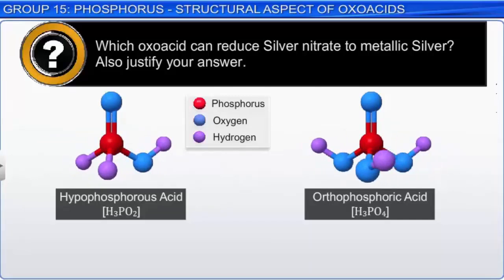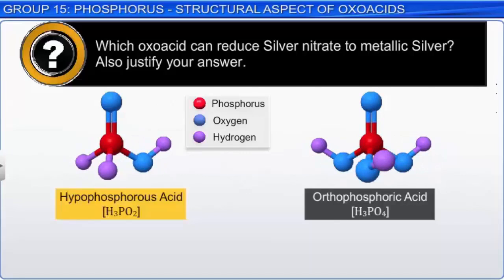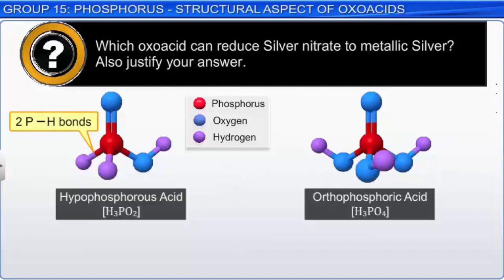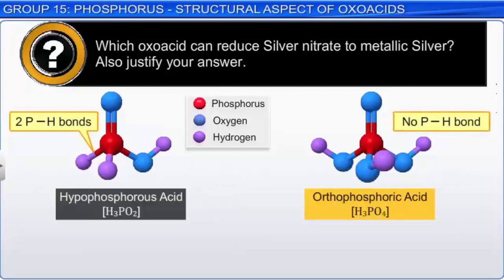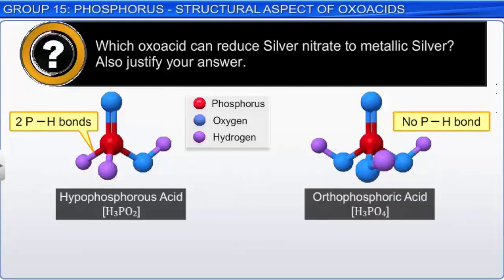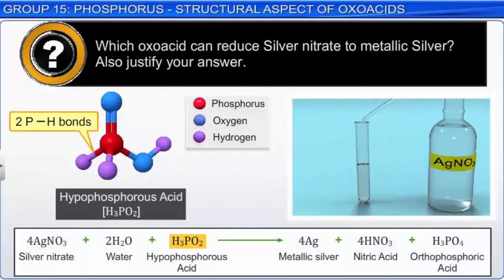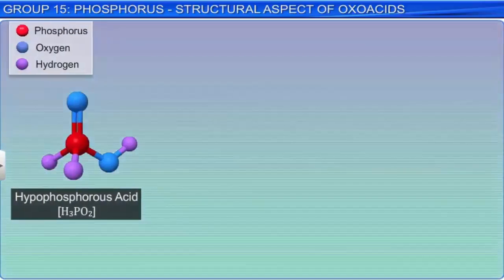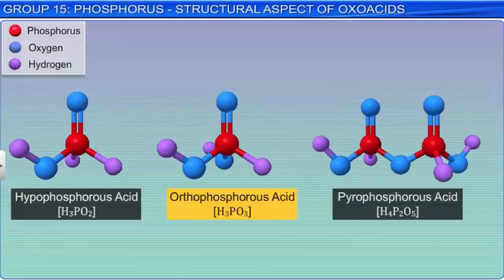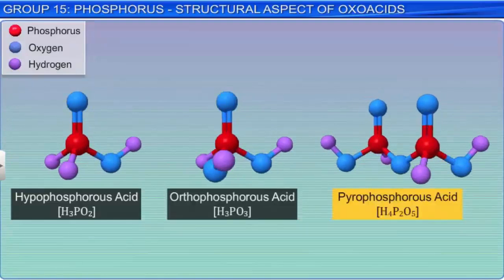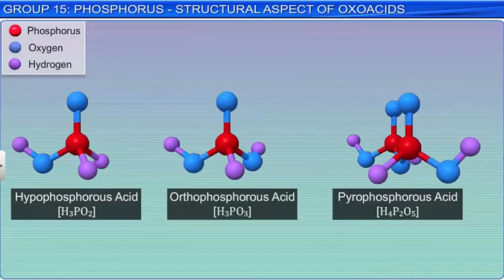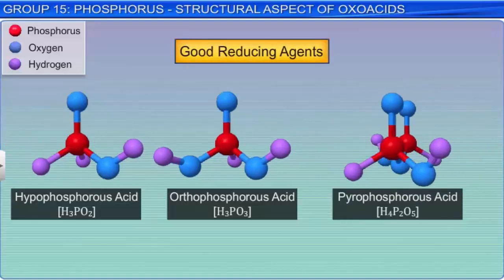It is apparent from the two structures that hypophosphorus acid contains two P-H bonds. There is no P-H bond in orthophosphoric acid. Hence, hypophosphorus acid reduces silver nitrate to metallic silver, as shown by the equation here. Similarly, orthophosphorus acid and pyrophosphorus acid, which belong to the phosphorus acid series, are good reducing agents.